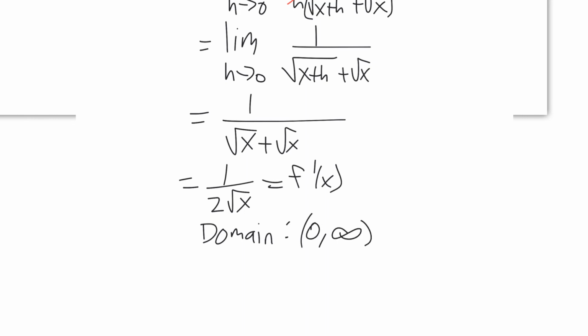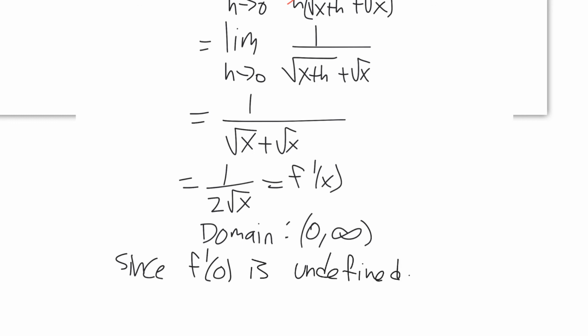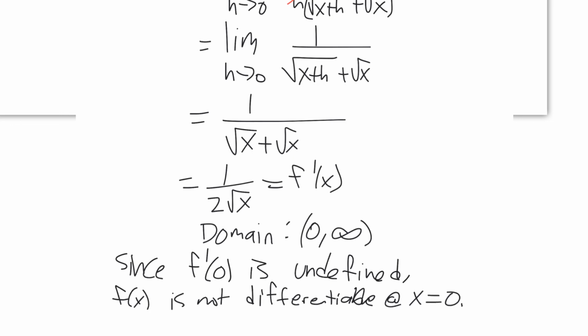And we should see very clearly that f prime of 0, if you tried to plug in 0 here for x, is not defined, it's not part of the domain. So since f prime of 0 is undefined, we can say in English, f(x) is not differentiable at x equal to 0. So either having an undefined derivative or being not differentiable, it means the same thing.